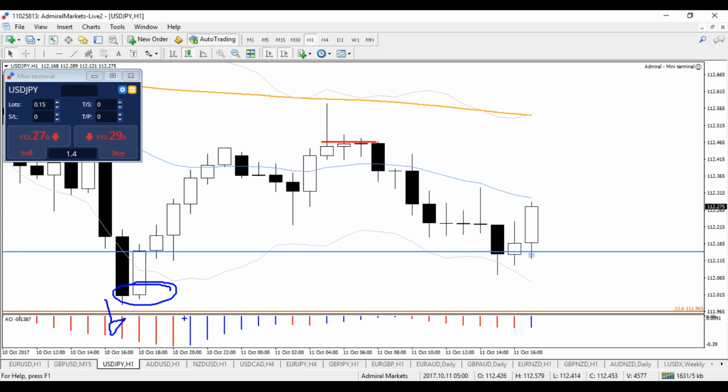All right, let's see. Anyone else have a currency pair in mind?